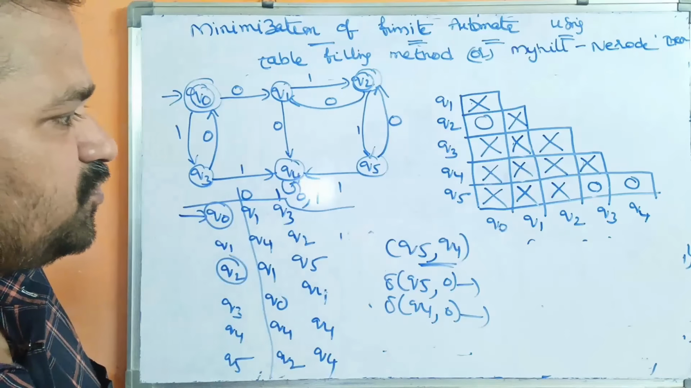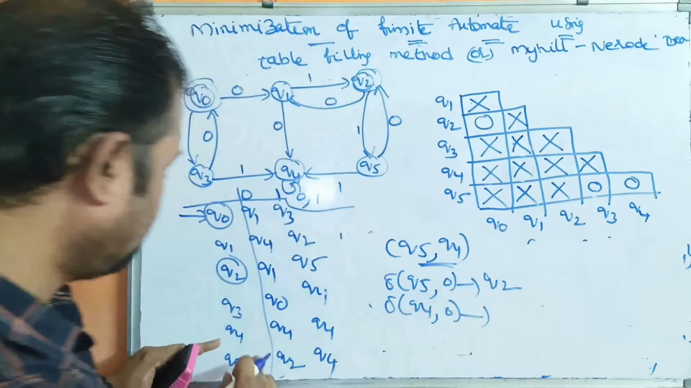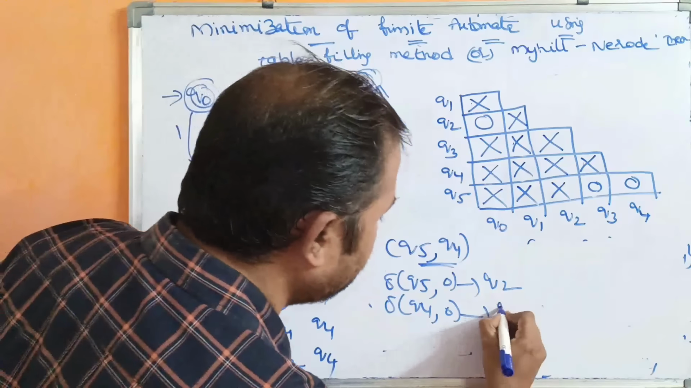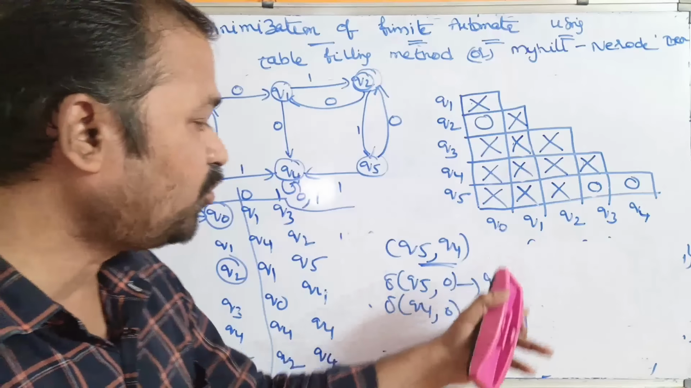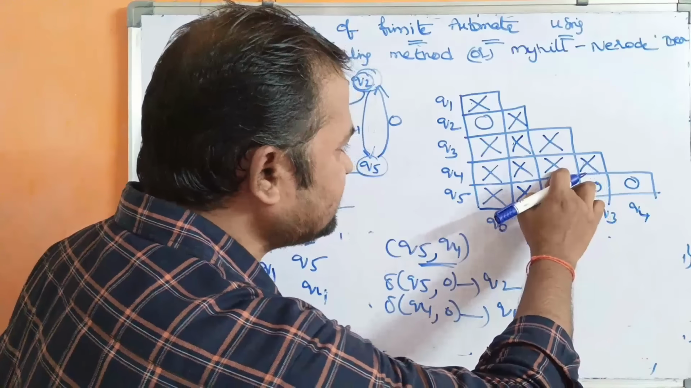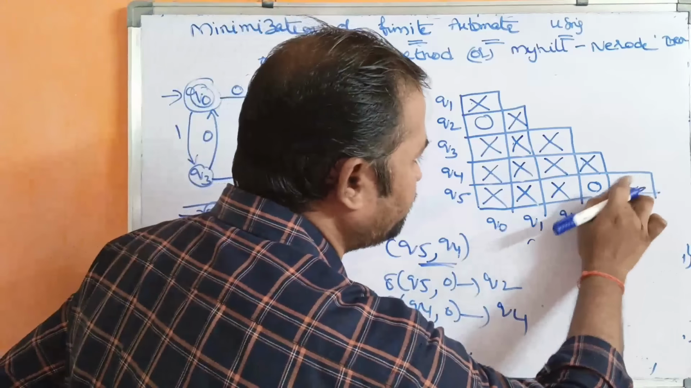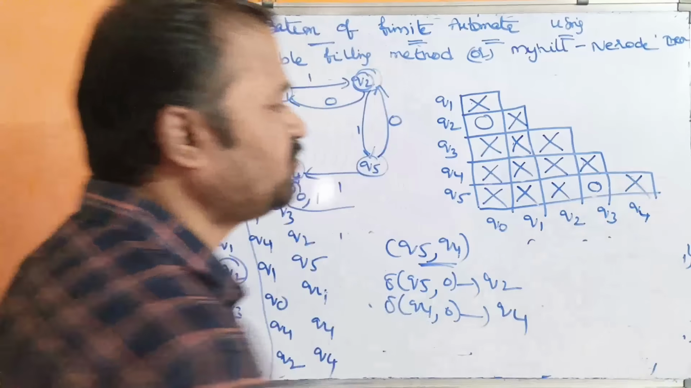Q5 comma 0. Q4 comma 0. So Q5 on 0 means Q2. Q4 on 0 means Q4. Let us check whether Q4 Q2 is marked or not. So Q2 Q4, this is that pair. Q2 Q4 is already marked. So we can mark Q5 Q4.